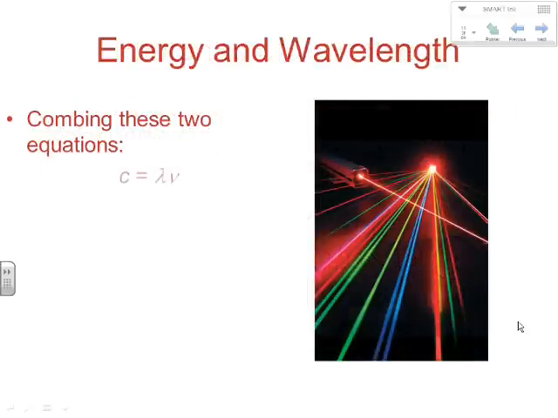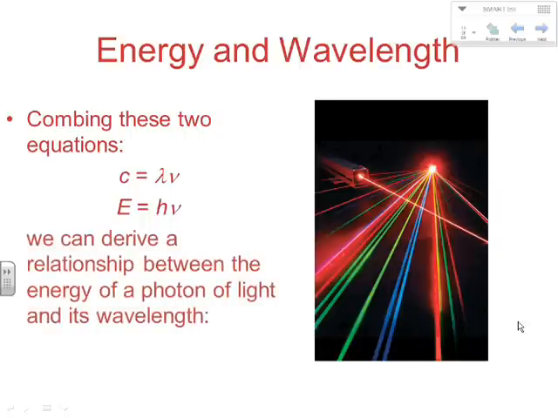Now, combining the two equations we've talked about, the speed of light equation and Planck's equation, you see that they both share something in common. They share frequency. So we can solve for frequency in one and substitute into the other, and we can derive a relationship between wavelength and energy. Now remember earlier I said wavelength is inversely proportional to frequency. Here you can see that wavelength is also inversely proportional to the energy.